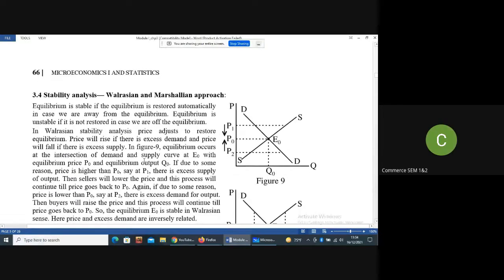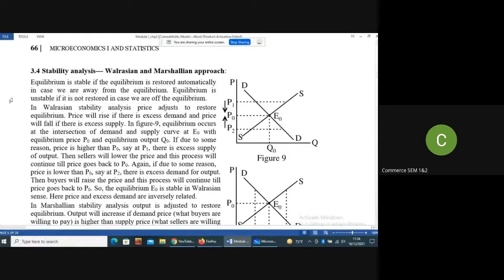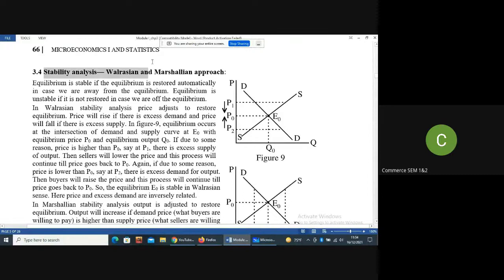Okay, now another important thing is stability analysis and the Walrasian and Marshallian approach of stability analysis. So this is very important. Every year, one or two questions come from this part. So just try to understand it very well.